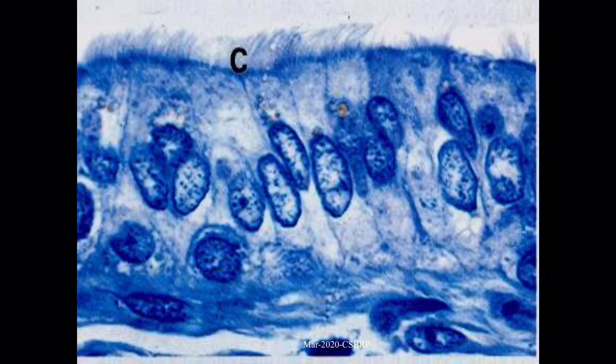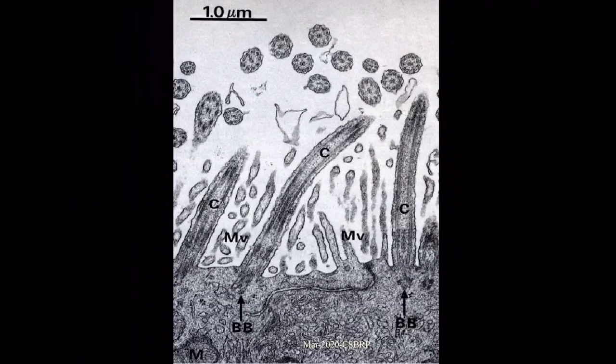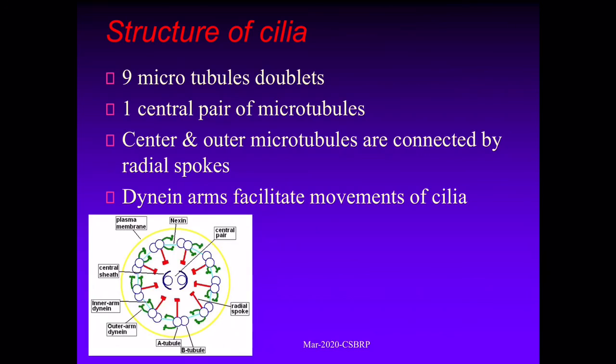So this is the normal histological appearance of the pseudostratified columnar epithelium, which is ciliated. So this epithelium lines the respiratory passages, and this is the electron microscopic appearance of the ciliary area of this epithelium. You can see some of the cilia are in longitudinal section and some are in cross section. There are some structures within the cilia. Let us see the structures in detail.